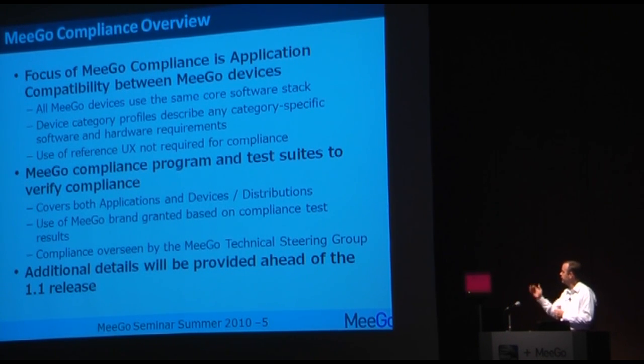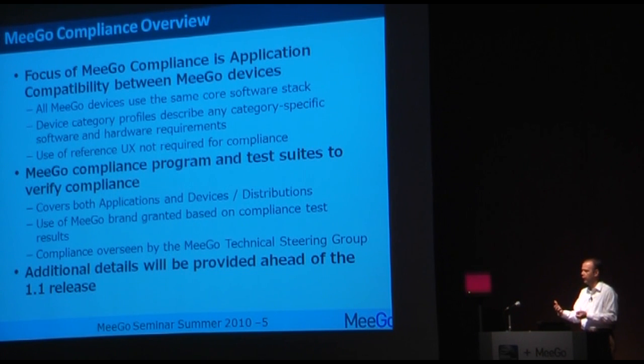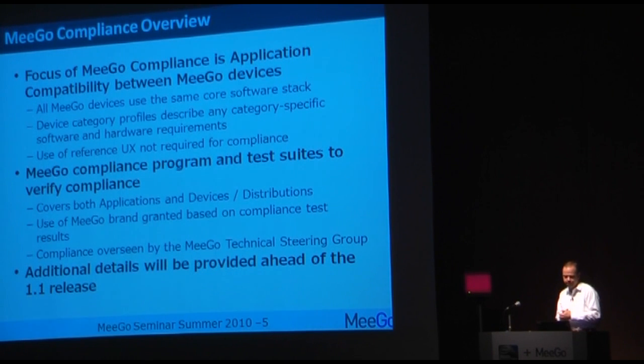Another thing I want to mention is, although we have reference user experiences, you are not required to use those to be compliant. There is a small subset of pieces, specifically some UI framework pieces, that would be required, but not the complete experience. You can go off and do your own completely different user experience and still be MeeGo compliant. Really important to allow innovation in the user experience.